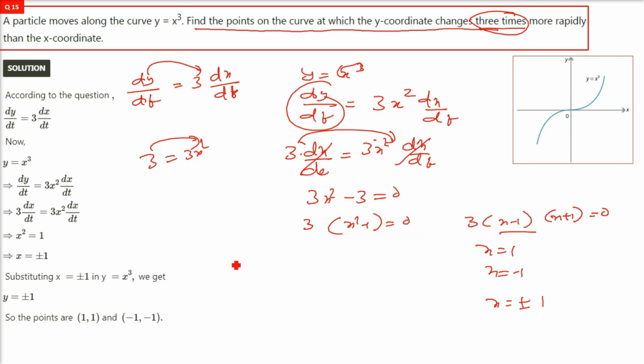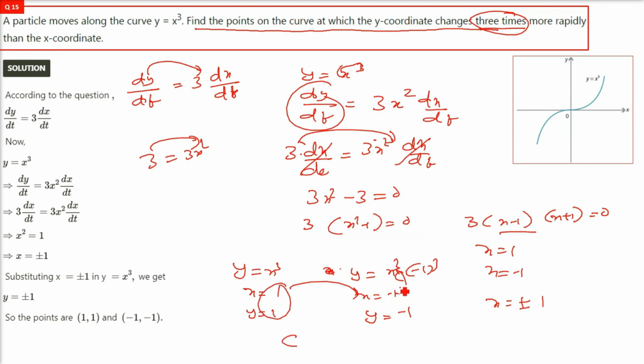So we have to find out the value of y at x equals 1 and x equals minus 1. So let us see this. Y equals x cube, x equals 1, y equals 1. X equals minus 1, y will be equal to minus 1, because minus 1 whole cube is negative 1 only. So for 1 it will come 1, for negative 1 it will come negative 1. So (1, 1) and (negative 1, negative 1) are those points where these conditions will hold true. You have to write like this, okay?